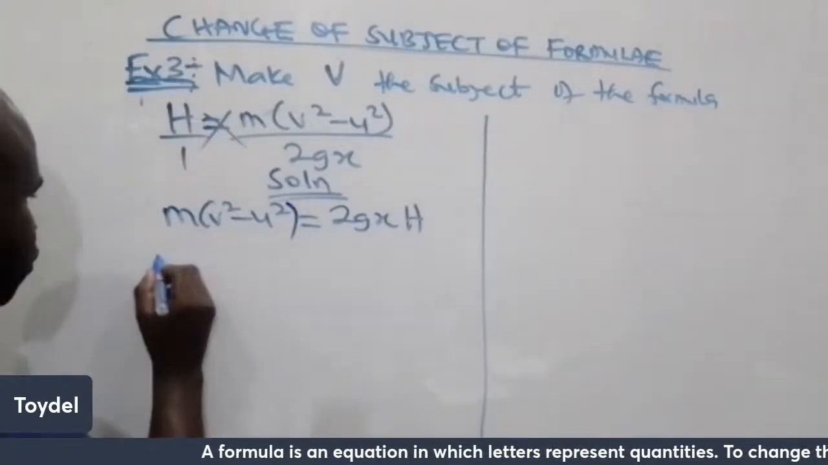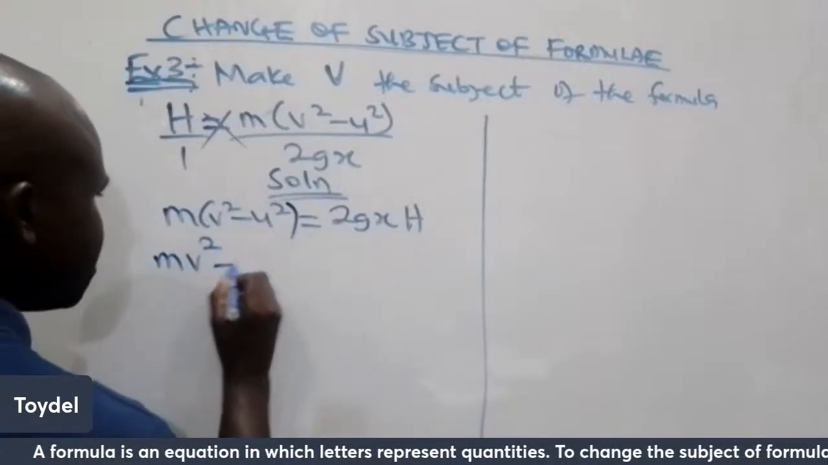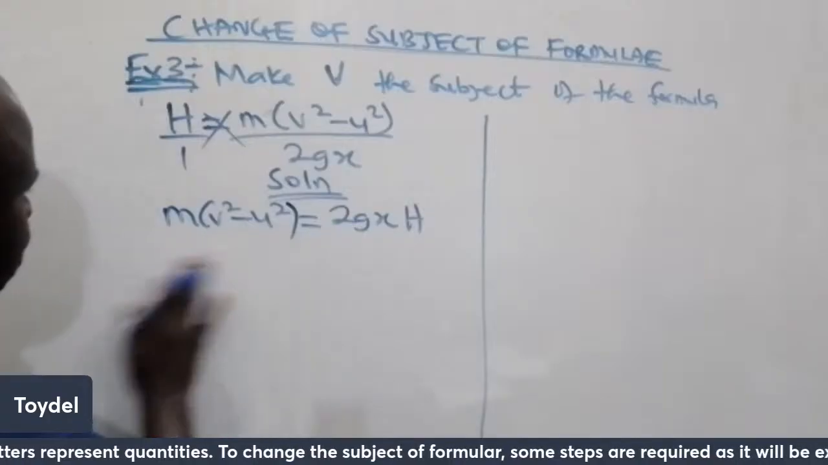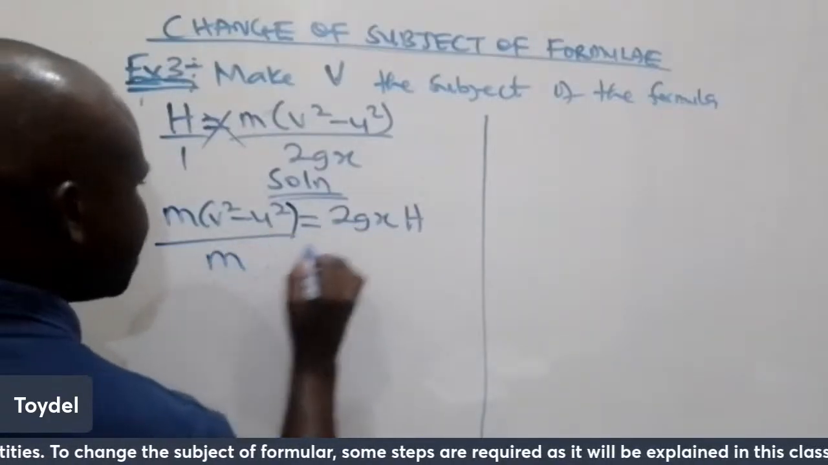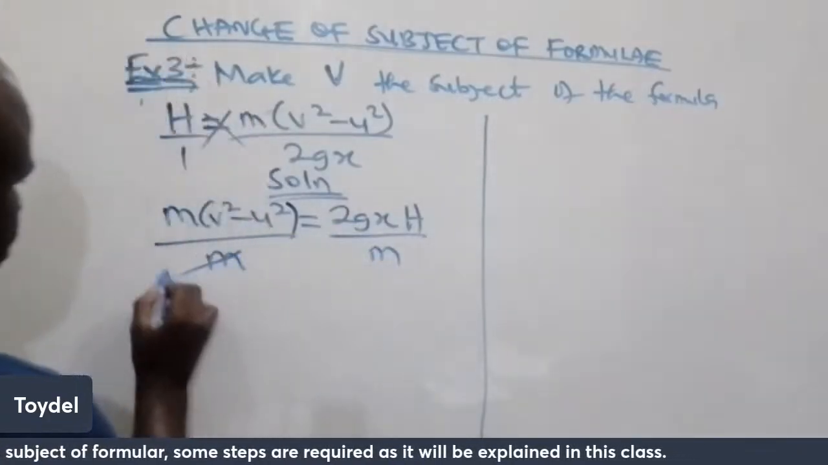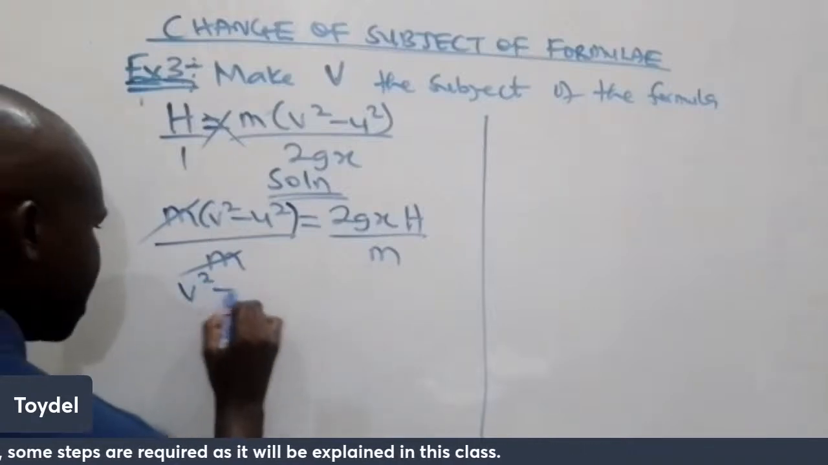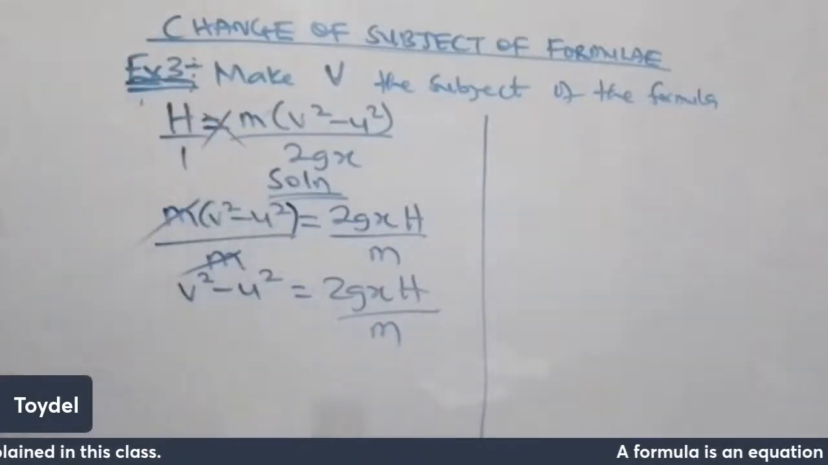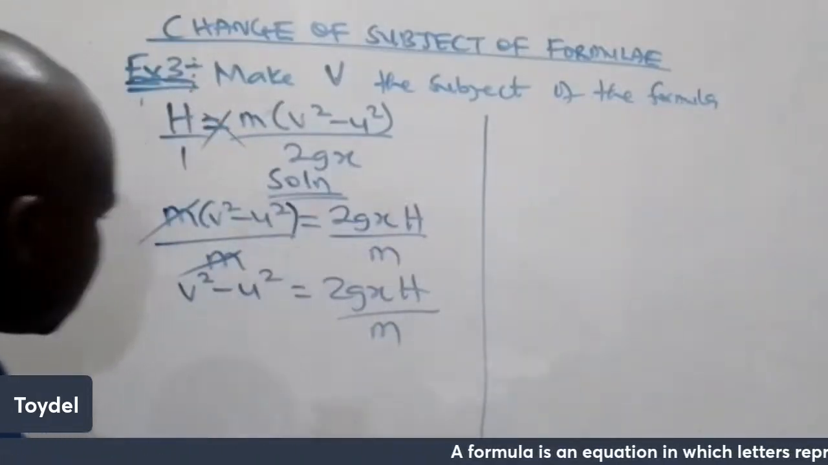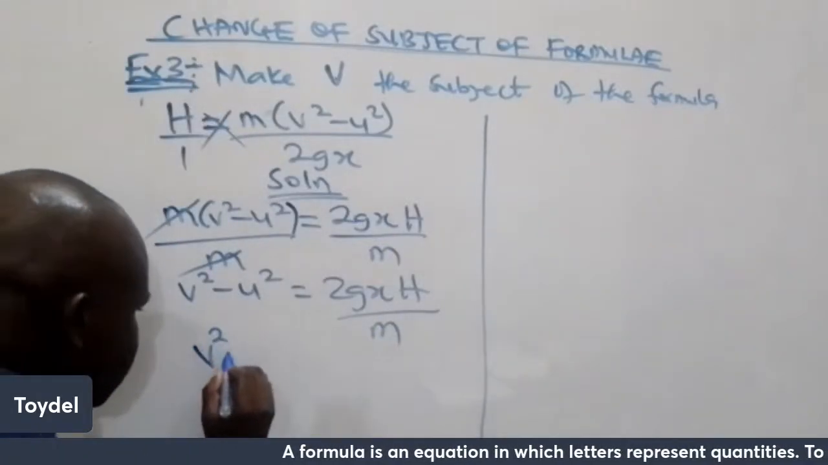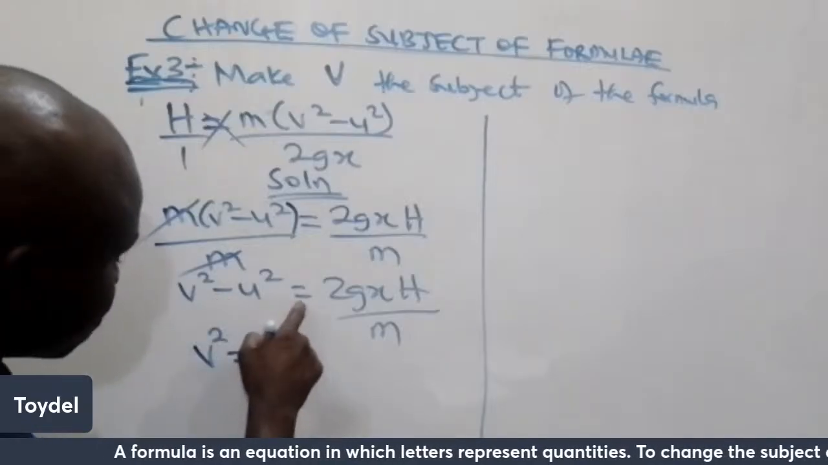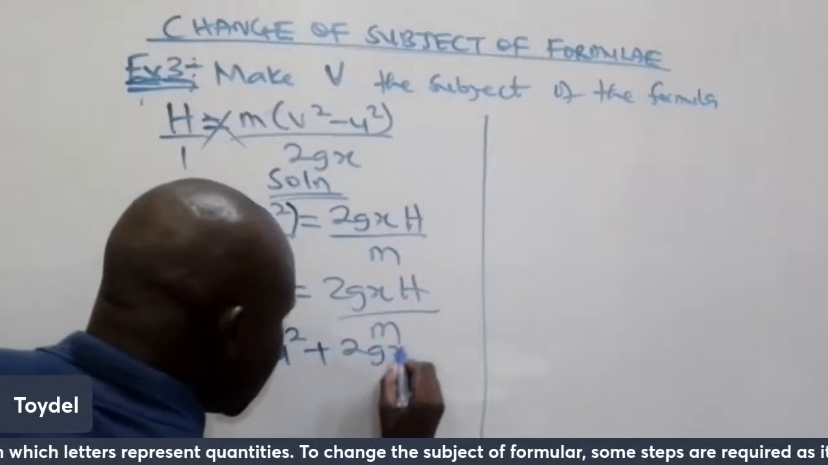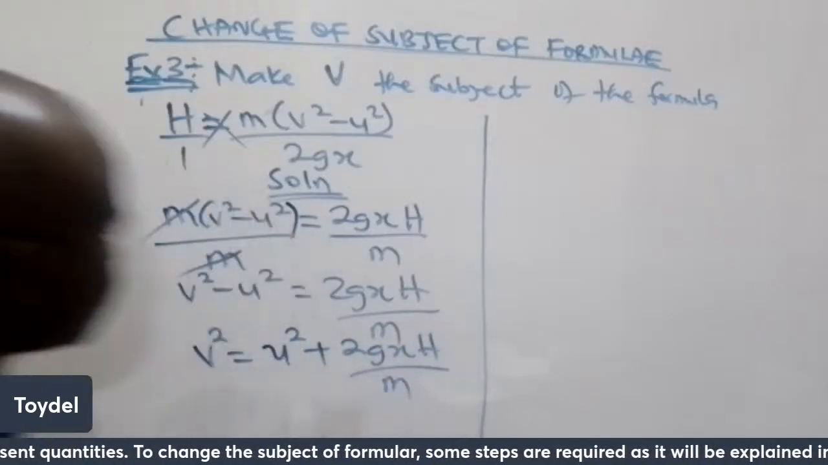Then I can open up here to have mv squared minus mu squared. Or I may decide not to do it that way. I might decide to divide both sides by m. M will take care of m here, so that I have v squared minus u squared to be equal to 2gxh all over m. Then from there, I can start to bring u to the other side, so that I will have v squared to be equal to u squared, because by the time minus crosses this equality sign, it becomes plus. So that I have it to be u squared plus 2gxh all over m.